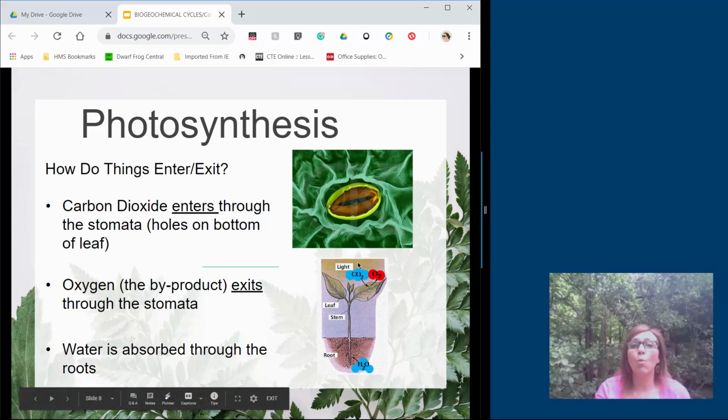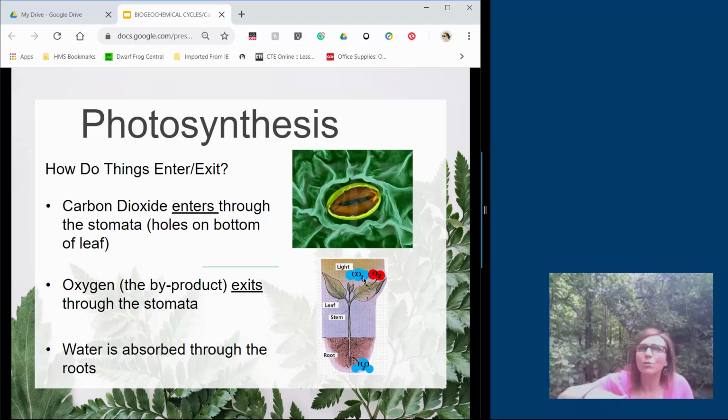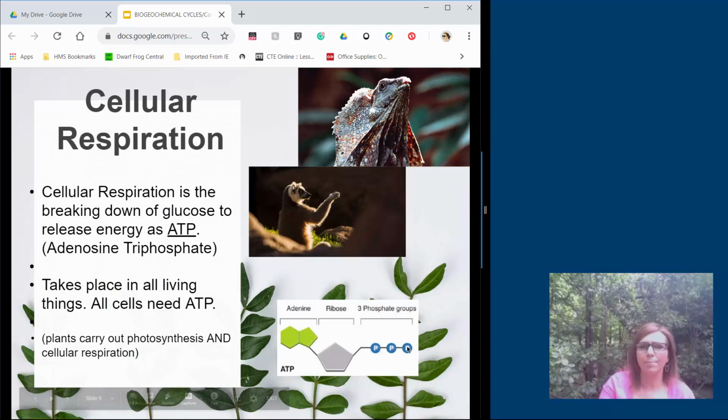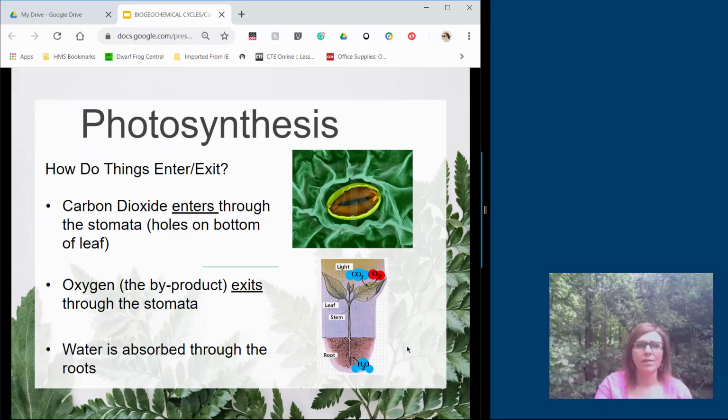All right, and then water, of course, you should know where you water a plant, right? You water the soil so it sucks it up through those roots, and then it delivers it to the rest of the plant from there. Okay, and that shows gases up here, water on the bottom. All right, so photosynthesis, got that, right?